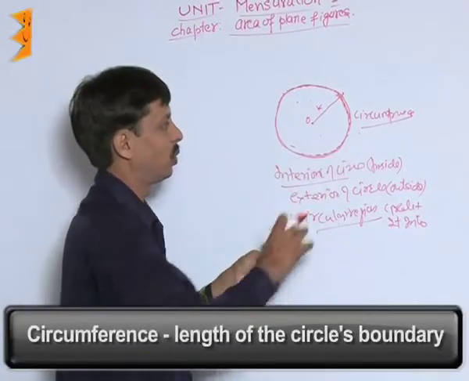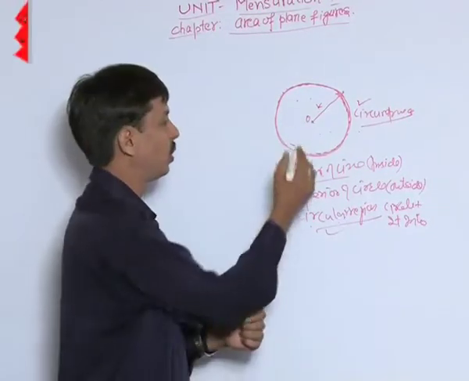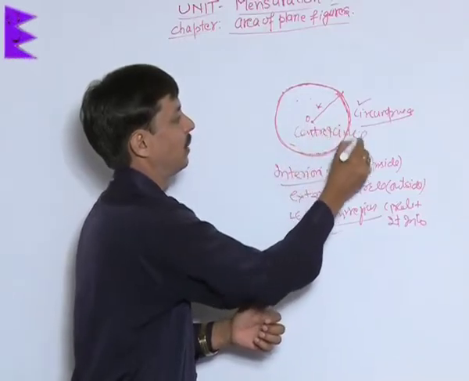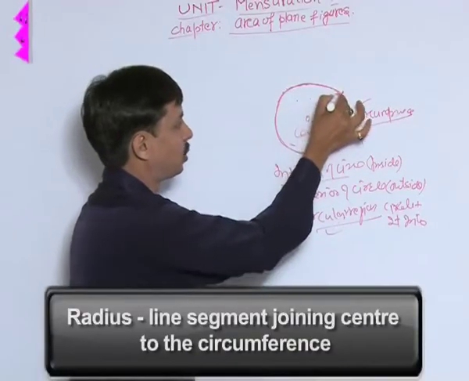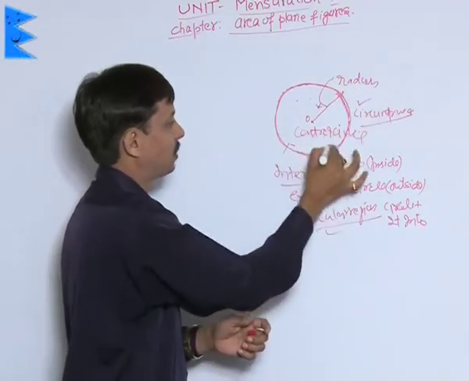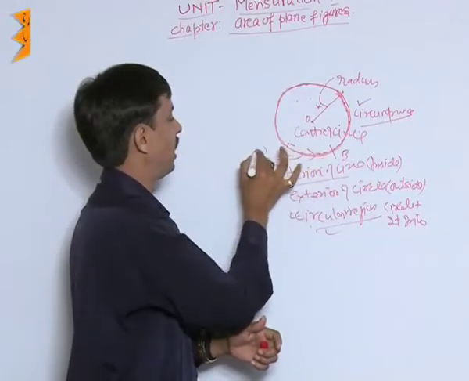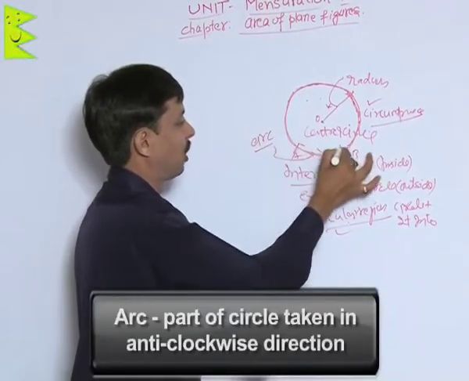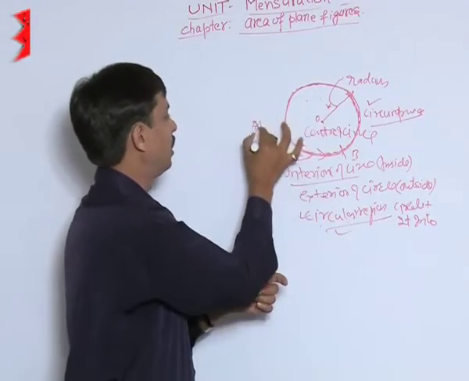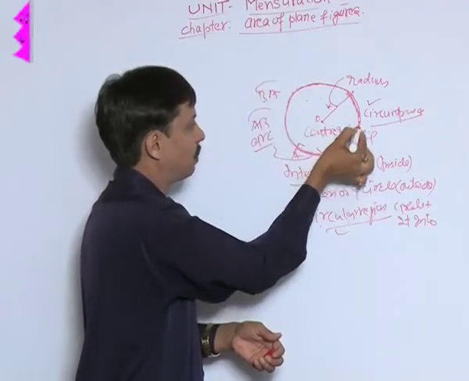The length of the boundary is known as the circumference. The fixed point taken initially is known as the center. This point is the center of the circle. A line segment joining the center to the circumference is known as the radius. The part of a circle taken in the anti-clockwise direction is known as the arc. If I say AB, AB means this arc. If I say BA, BA means this bigger one.